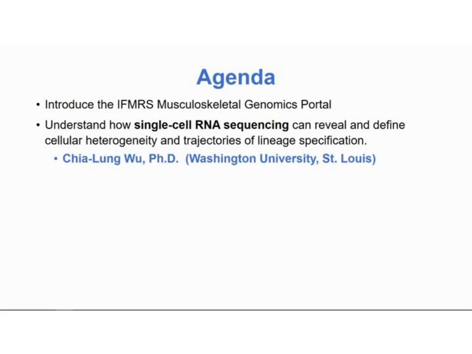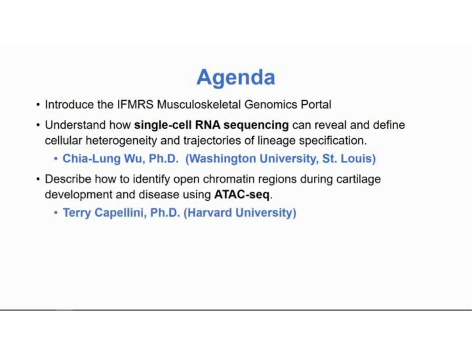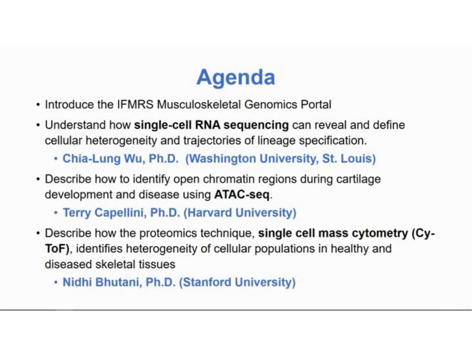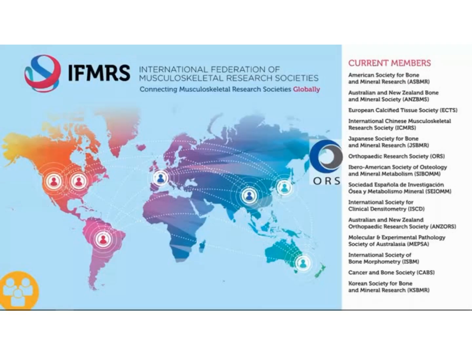Dr. Wu from Washington University will discuss single-cell RNA sequencing and how that can reveal and define cell heterogeneity and trajectories within a tissue. And then Dr. Cappellini from Harvard University will describe how to use ATAC-seq to identify open chromatin regions during cartilage development and disease. And finally, Dr. Butani from Stanford University will discuss a proteomics technique called CyTOF, or single-cell mass cytometry, and how that can be used to identify different cells within healthy or diseased skeletal tissues.